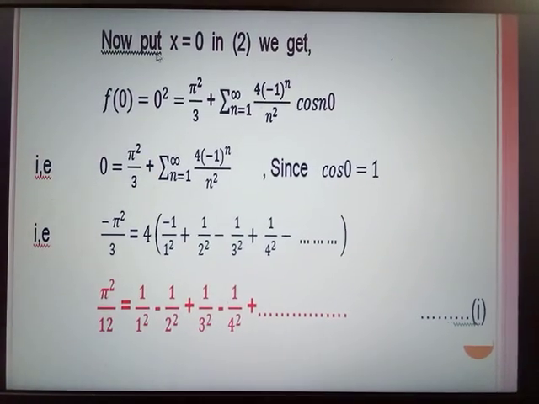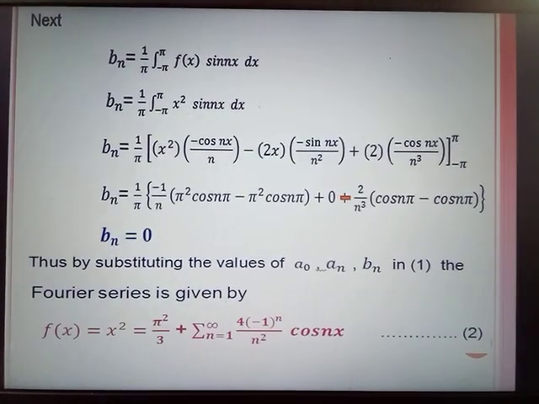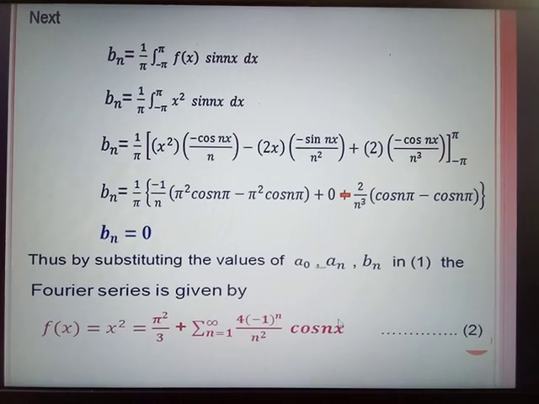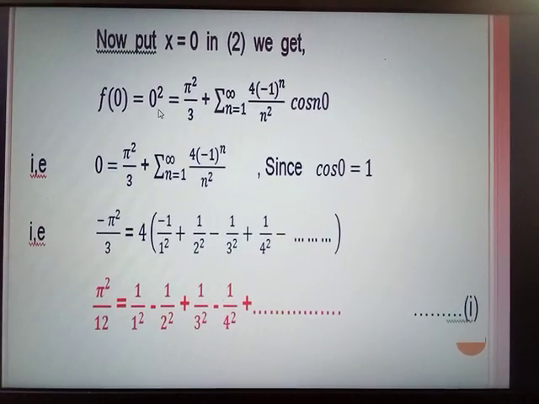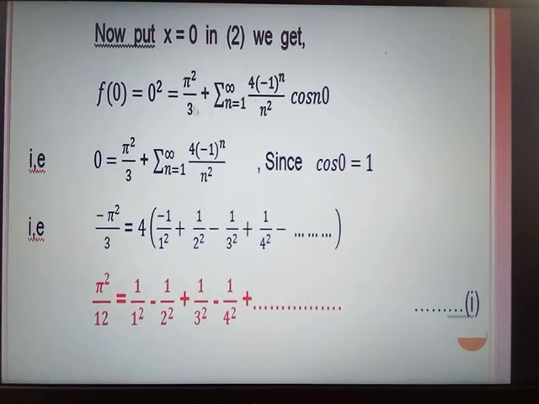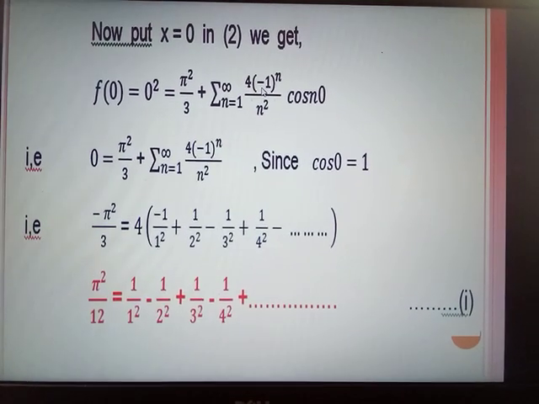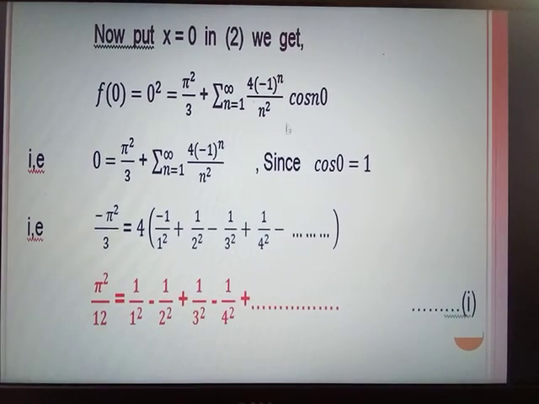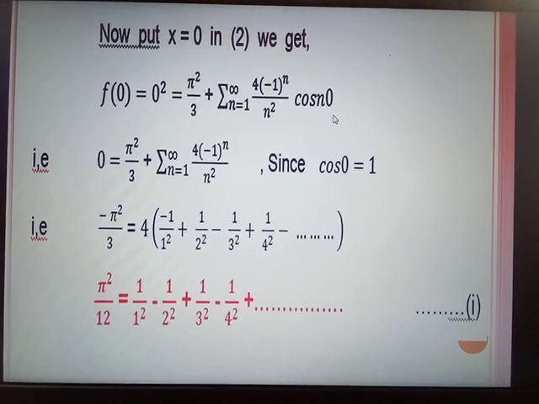Next, put x equal to 0 in equation 2. See what we get. f of 0 is equal to 0 squared, which is 0, equal to pi square by 3 plus summation n running from 1 to infinity 4 into minus 1 raised to n divided by n square cos n 0, because the x value is 0 here.